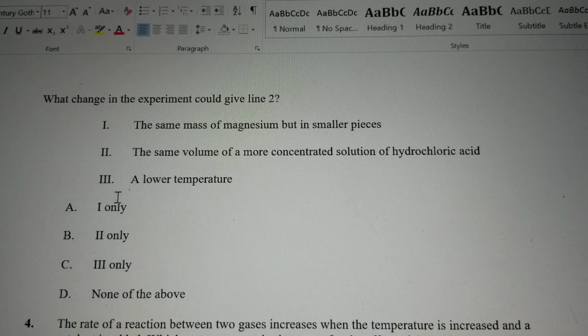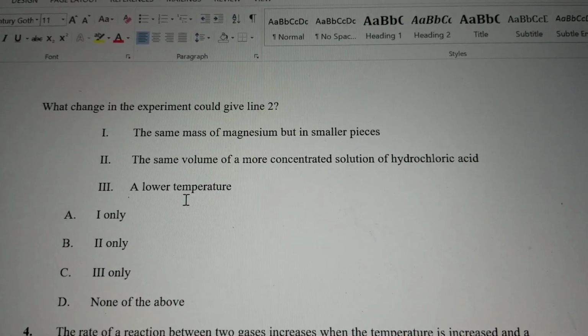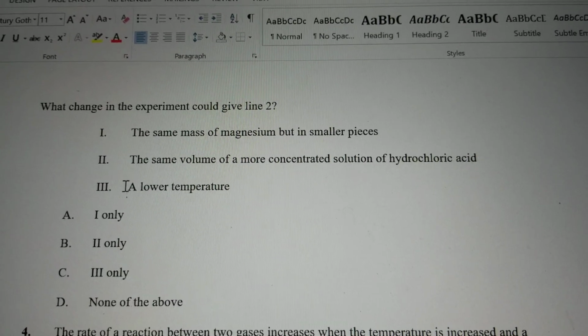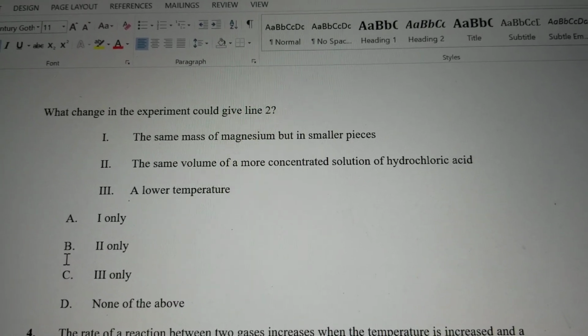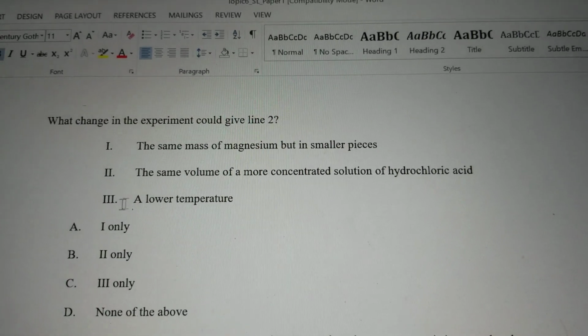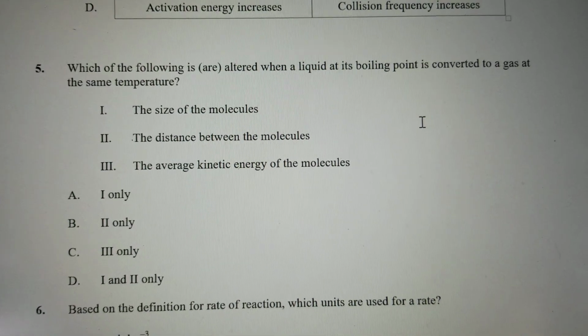And then you've got number 3, a lower temperature. A lower temperature is going to make particles move slower, not faster. So that would not be the correct answer. So the only correct answer there is letter B. 2 only. The same volume of a more concentrated solution of hydrochloric acid.